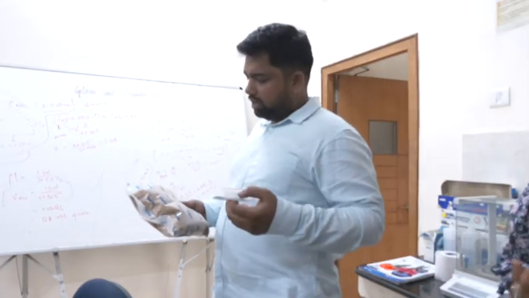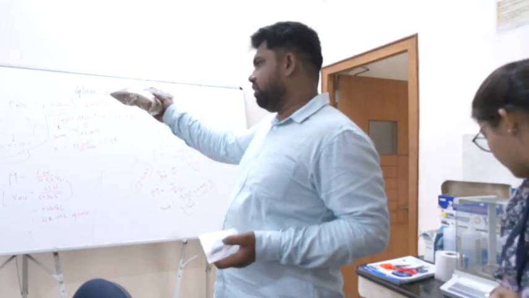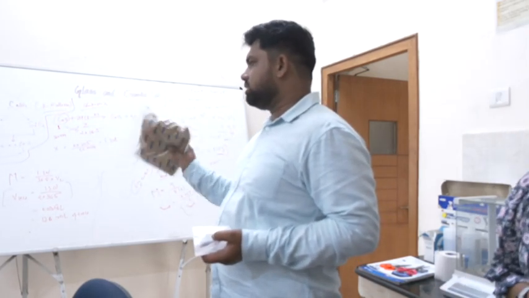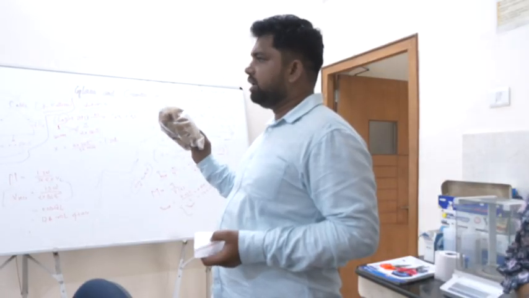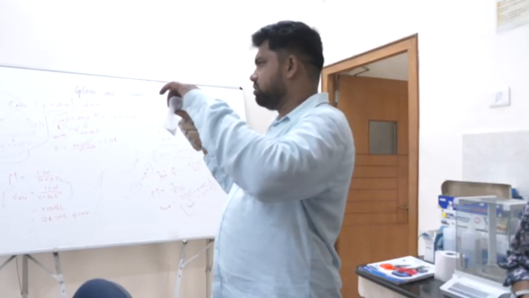Okay, we treat it with HCl, and then we dry it in the oven. Then we do calcination at 700 degrees Celsius for 5 hours. So it will turn into this white powder.